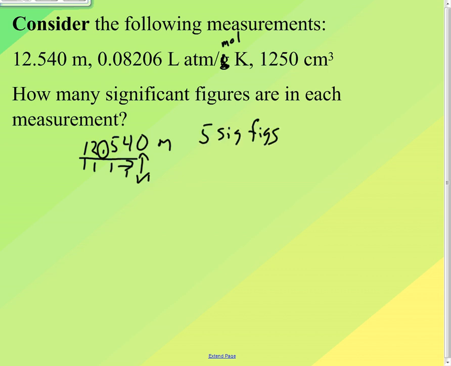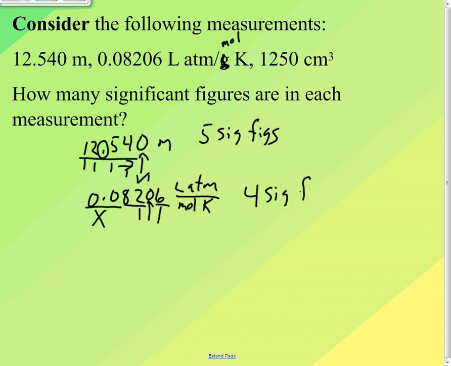Good. Next one, 0.08206 liter atmospheres per mole Kelvin. I have to get those units right. Well, let's start analyzing this. I have 2 zeros before my first non-zero. Those are what? Not significant. I have 3 non-zeros, and then I have a 0 between 2 non-zeros, and that is what? Significant. Good. So that means I have 1, 2, 3, 4 sig figs. Great.